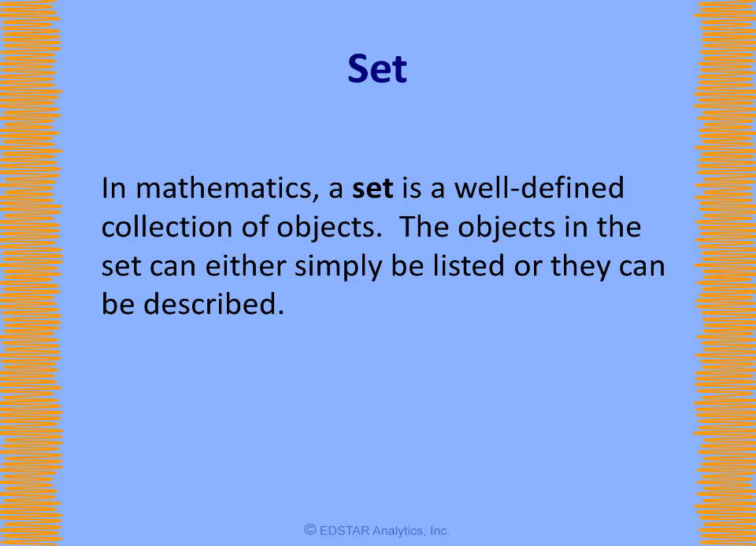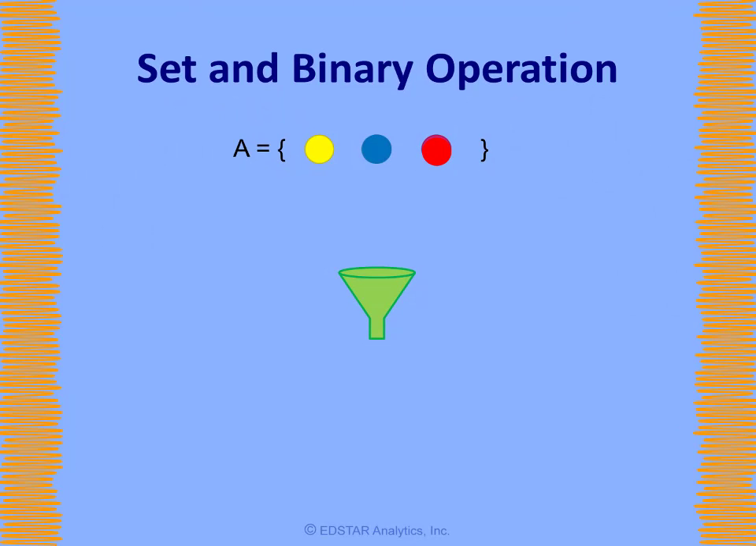The objects in the set can either simply be listed or they can be described. We are going to use objects instead of numbers to look at the underlying concepts in algebra. We will start with this simple set of three elements. The binary operation will take two of them at a time and operate on them, resulting in a third element. We will look at the rules that are going to govern how the binary operation acts on this set.